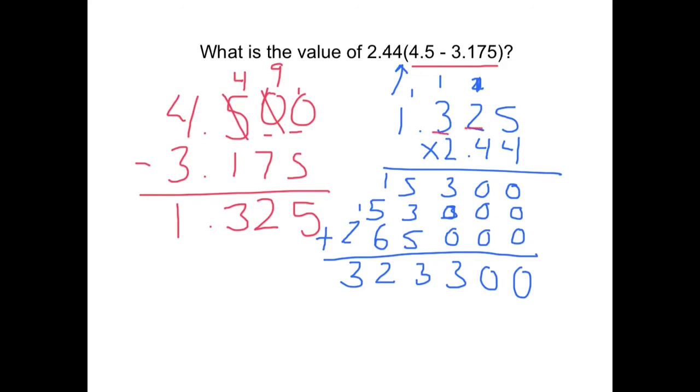1, 2, 3, 4, 5. So there need to be 5 in the answer. So I come over 1, 2, 3, 4, 5. Decimal goes right there. So the final answer is 3 and 233 thousandths.